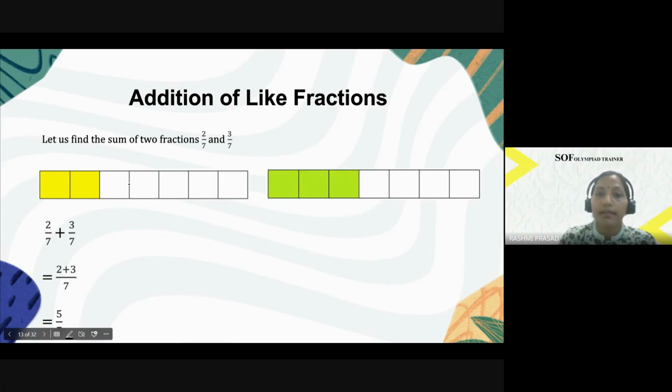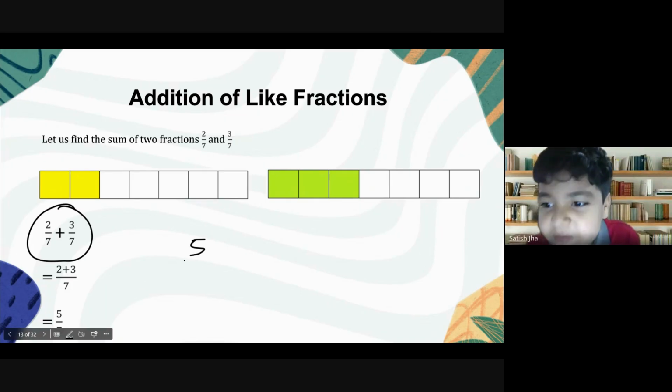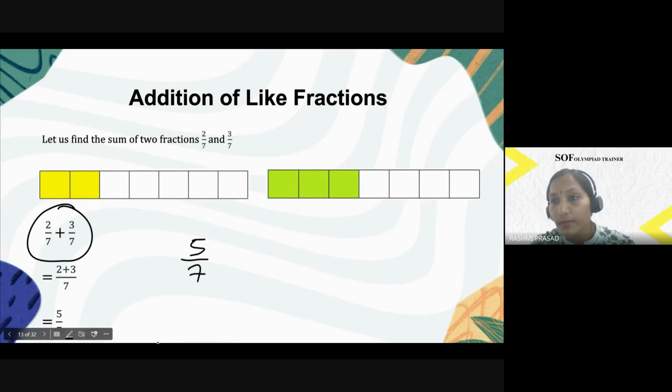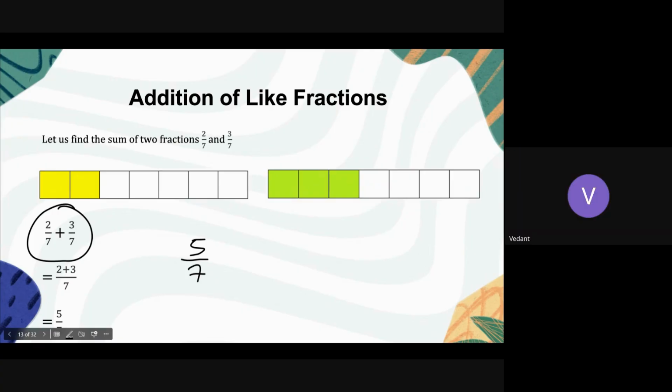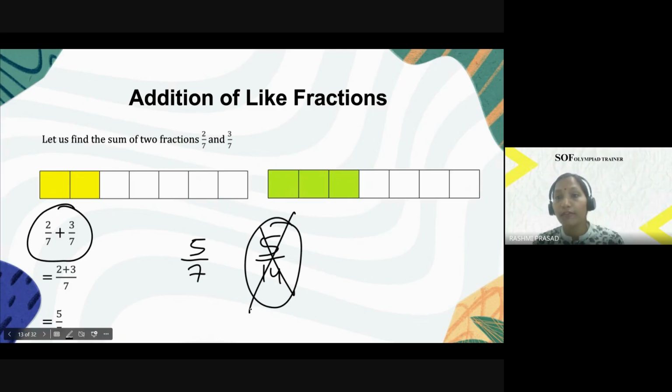Here, I need to add 2 upon 7 and 3 upon 7. So I will just add the numerator, 2 plus 3. 7 will remain as it is in the denominator. The answer is 5 by 7. It must not be 5 upon 14, that is wrong. You have to add only the numerator, no addition of denominator. Is it clear, everyone? Okay, good.